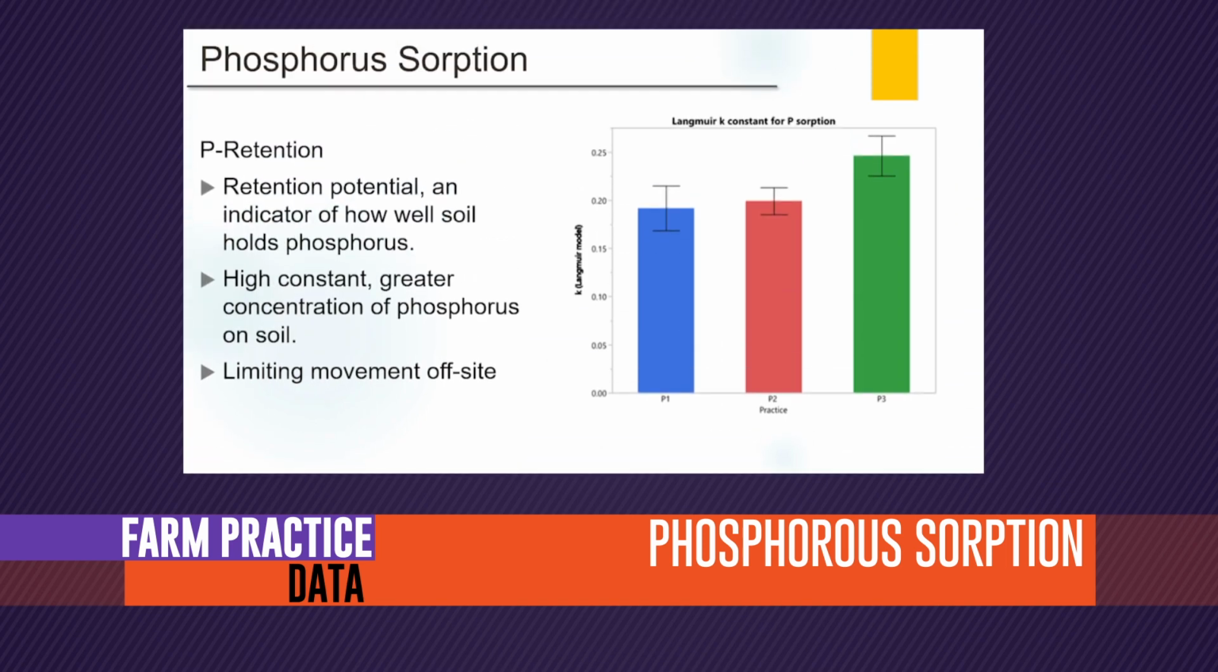Lastly, phosphorus sorption increased with high conservation practice. This is a soil's ability to retain phosphorus, and it means limiting movement of phosphorus off-site. This is a particularly interesting find and one we're looking into further.